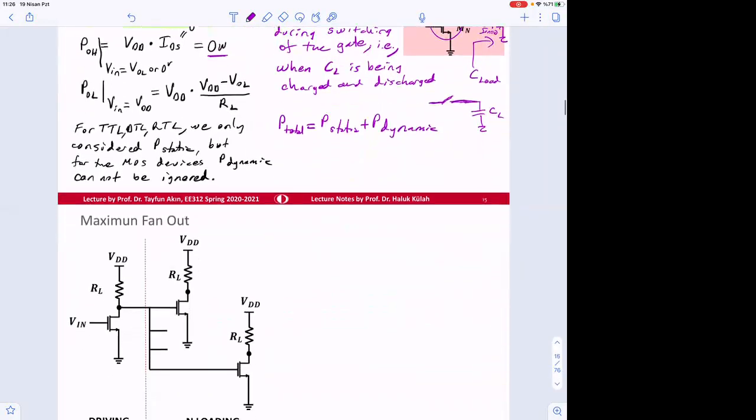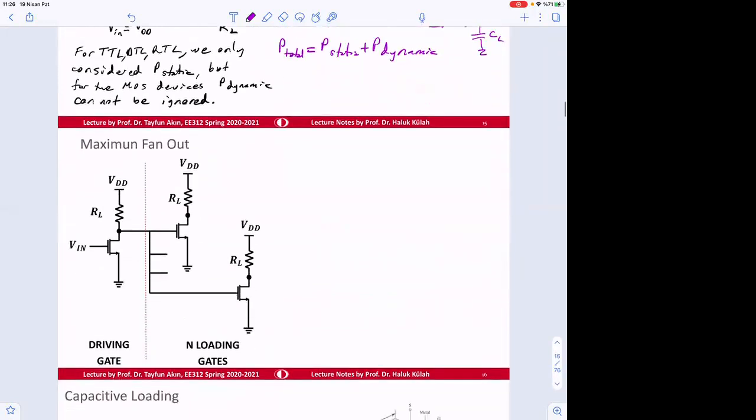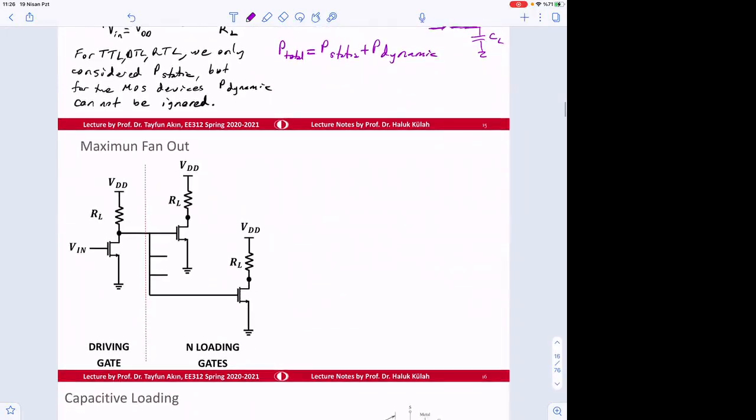So let's look at the fan out now, another thing. Here, as we mentioned, IN prime is equal to 0. However, we have capacitances here, C in, let's say, and then there are these capacitances here.